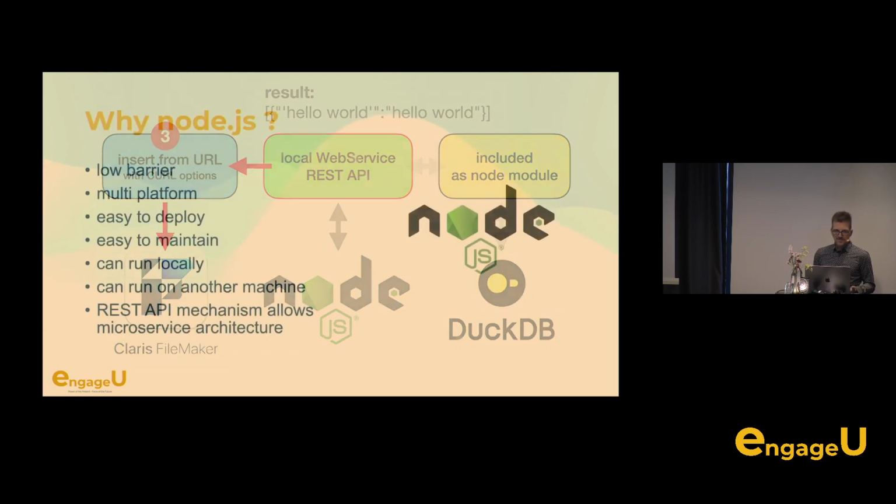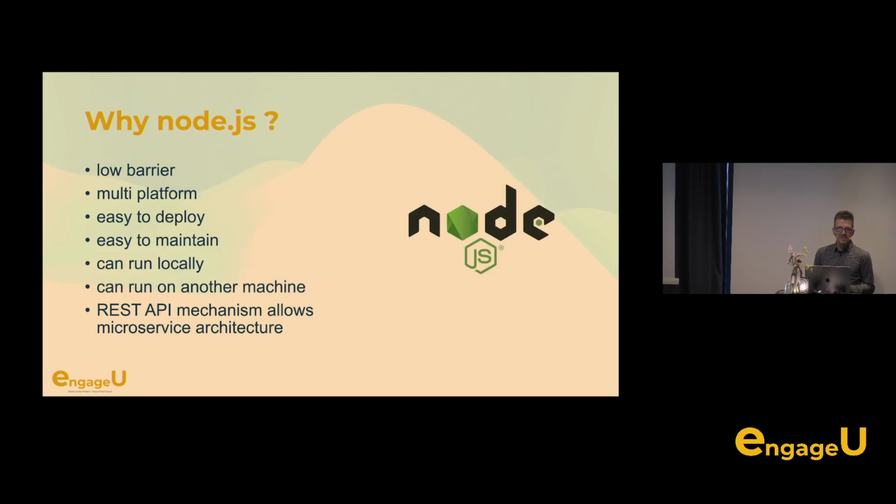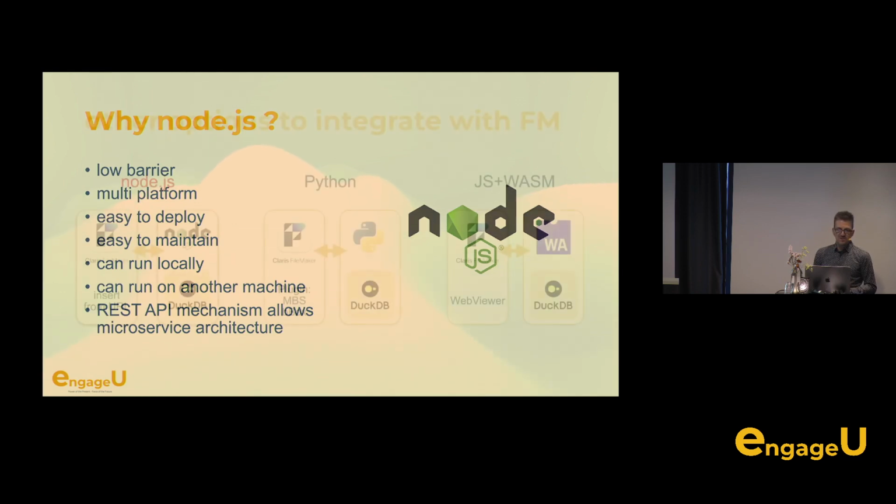And this could be inserted from URL into a text field or variable. Why Node.js? Because it's a low barrier, it's available on all platforms. I'm no Node.js guy. I just asked ChatGPT to do some example and was surprised how small the code is and how easy it is. It is easy to deploy, easy to maintain. You can run it locally or on another machine. And if you do this REST API approach, you have a kind of microservice architecture, so you can easily integrate it in an existing environment that you might already have in your solution.